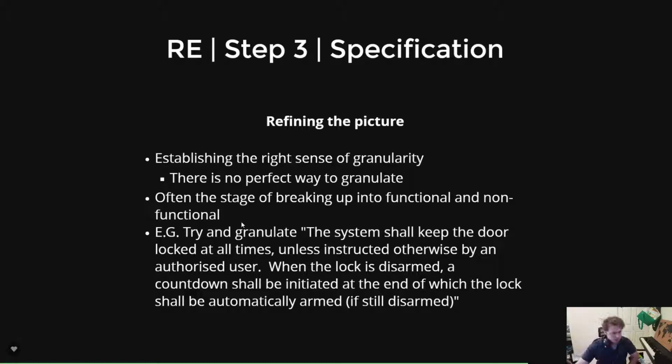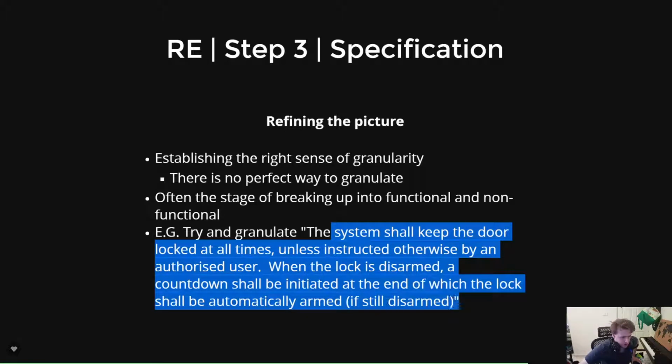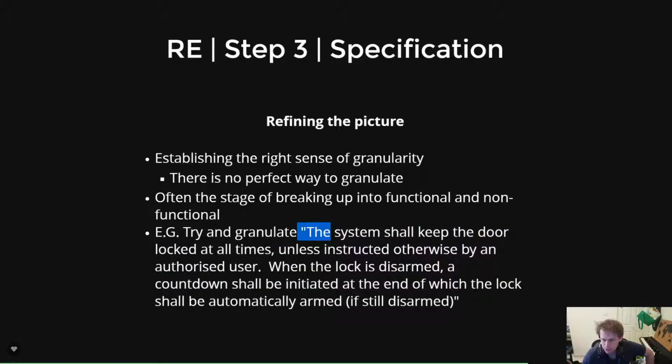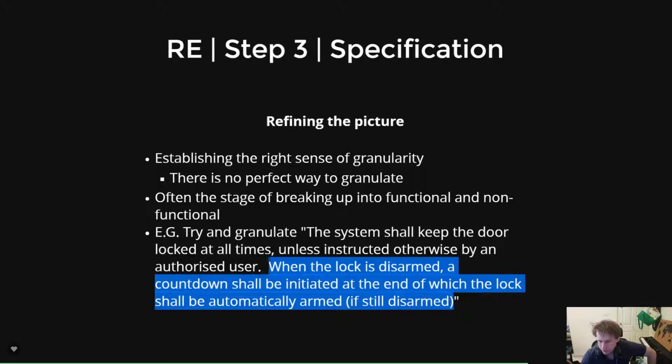So a good example here is, after you've done some elicitation with people and you've analyzed stuff, you've written down a requirement here as: the system shall keep the door locked at all times unless instructed otherwise by an authorized user. When the lock is disarmed, a countdown should be initiated at the end of which the lock shall be automatically armed if still disarmed. And this is a little bit of a confusing sentence, but a couple of things you notice about it. It's very precise, it's very specific, it's a little bit more sterile as well in some ways.